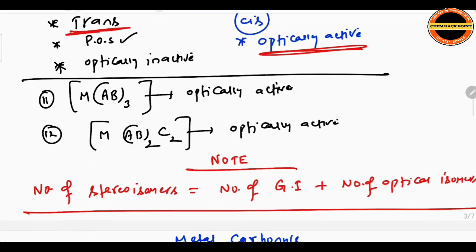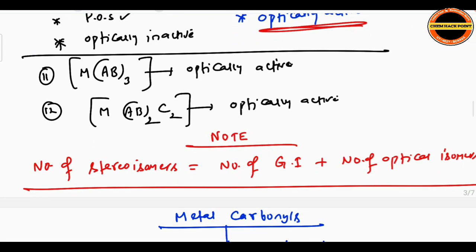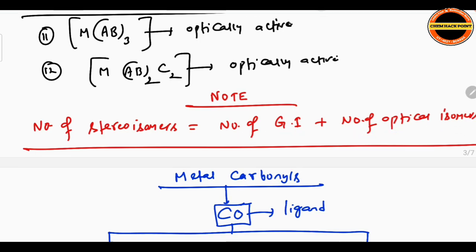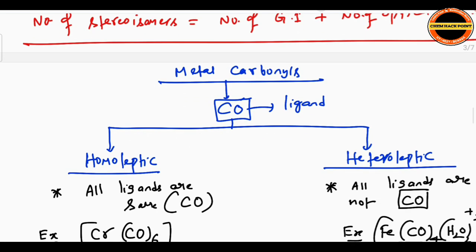Okay. Next, a few more examples I wrote. This data you need to remember, because it is difficult to frame the combination every time. MAB3 type is optically active, MAB2 AB twice, C2 optically active. If they ask any question on the number of stereoisomers, then we use the number of geometrical isomers plus the number of optical isomers. That's all about the isomerism part.